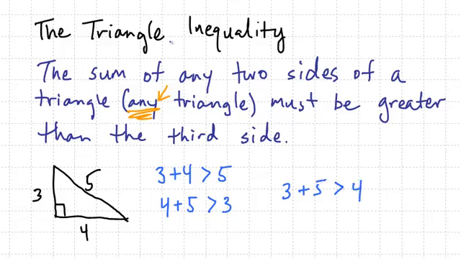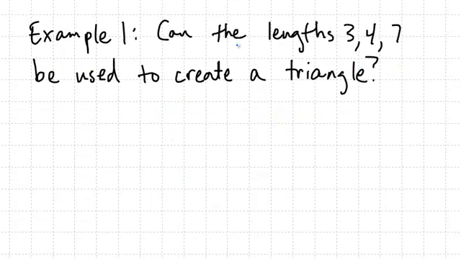The reason why this is called the triangle inequality is that if I choose any two sides of a triangle, when I add them up, I should get something that's greater than the third side that's left over. Let's see how you use that fact. Can the lengths 3, 4, and 7 be used to create a triangle?